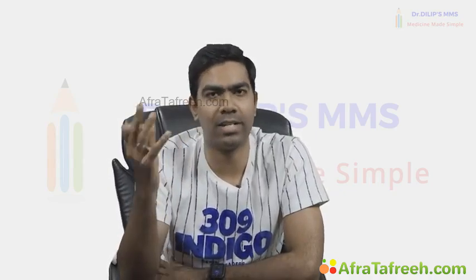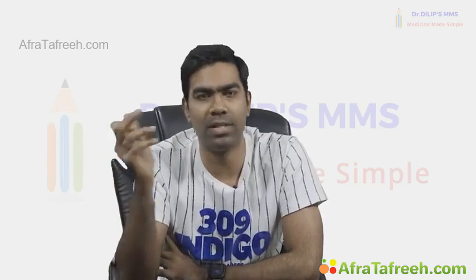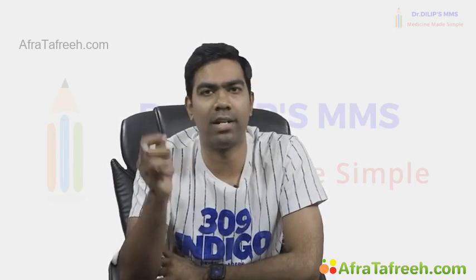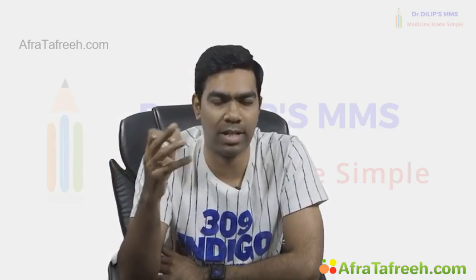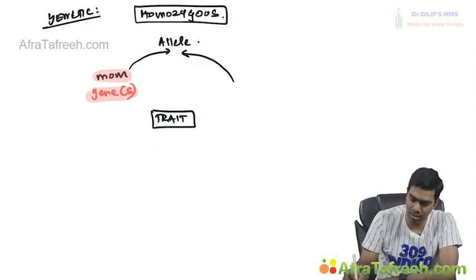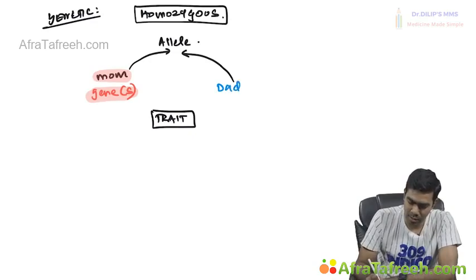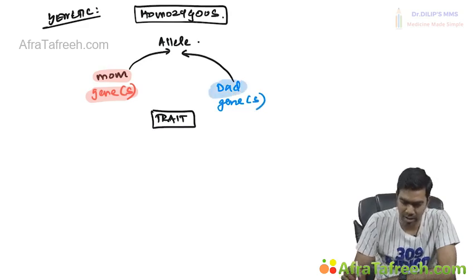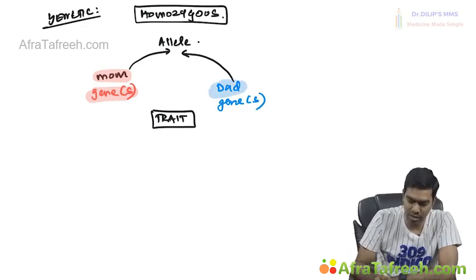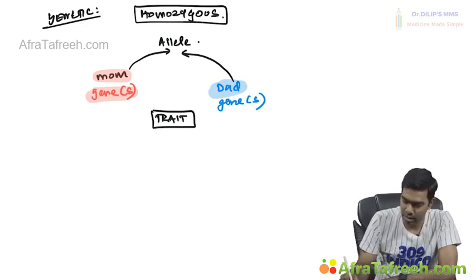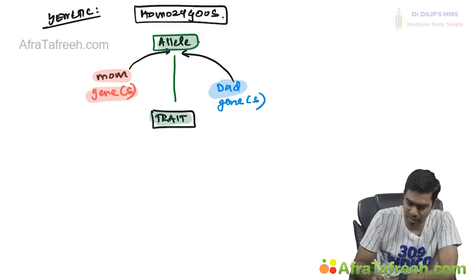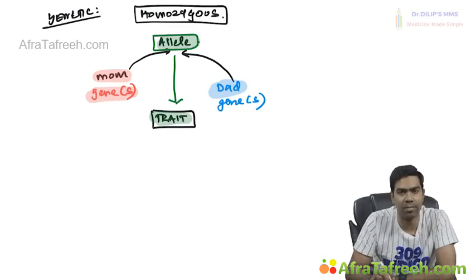So in general, allele means a trait. There might be multiple genes giving rise to a particular trait and hence a particular allele, so you can't really say that only one gene is responsible for one allele. That is the basic difference between an allele and a gene. So you have genes from the mom and genes from the dad. Both together give rise to a particular allele, and that particular allele gives rise to a particular trait.